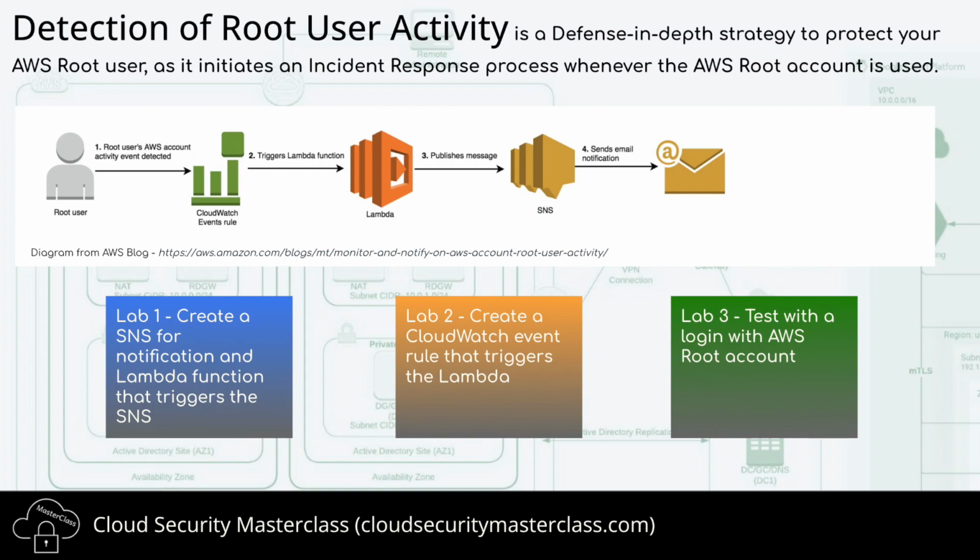In this lab, we'll use the setup of a CloudWatch event rule, or what is also called EventBridge, that will trigger a Lambda function, which then sends an email to a recipient using the AWS SNS service.